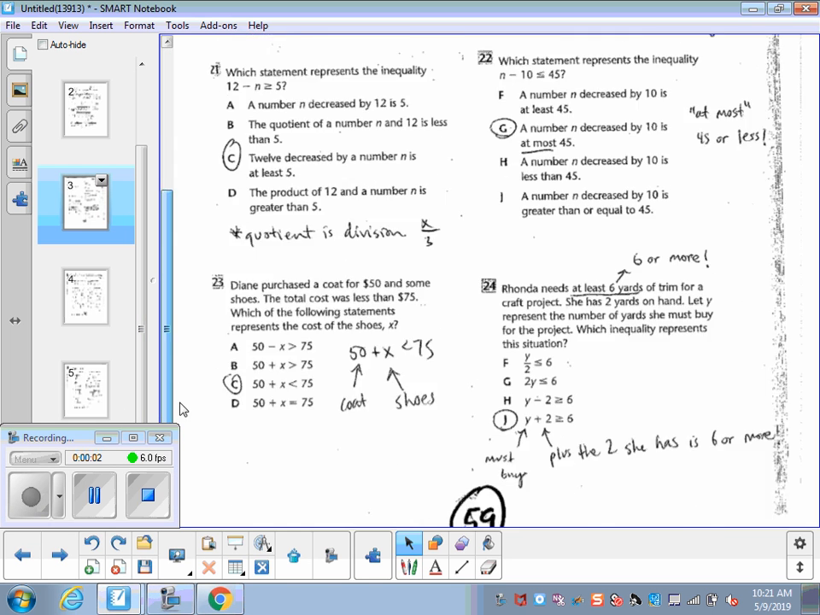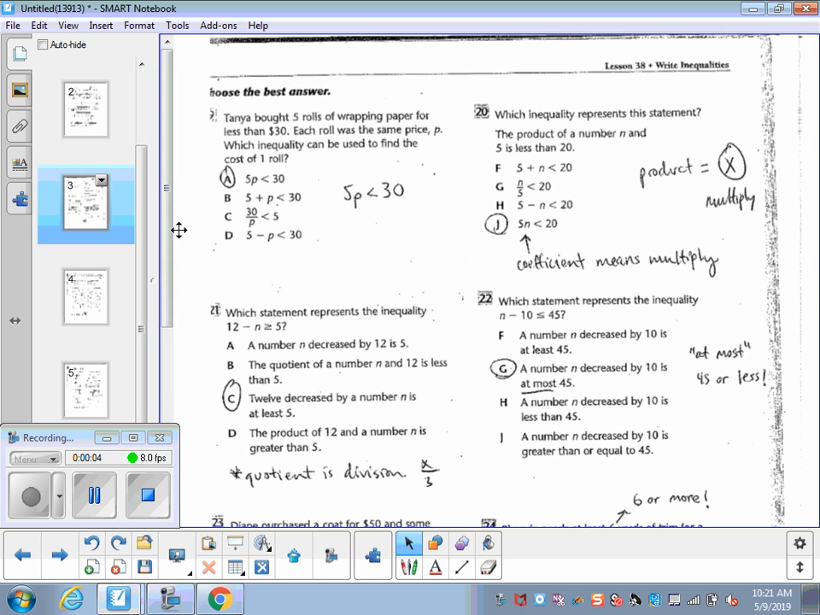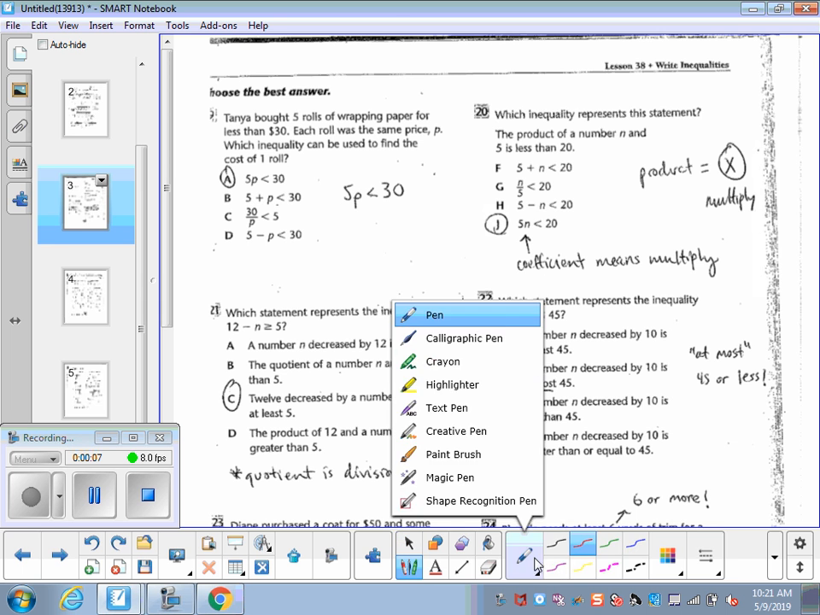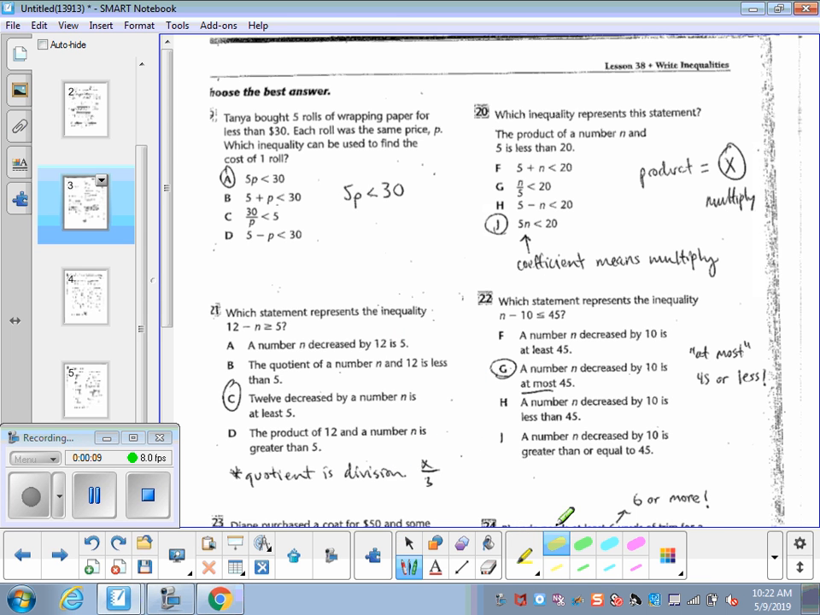Now in this video, I am on page 59 with you guys, and I'm going to be helping you just translate and write some of the inequalities on this page. We're starting up here with number 19. It's kind of cut off here. We have that Tanya bought 5 rolls of wrapping paper for less than $30.